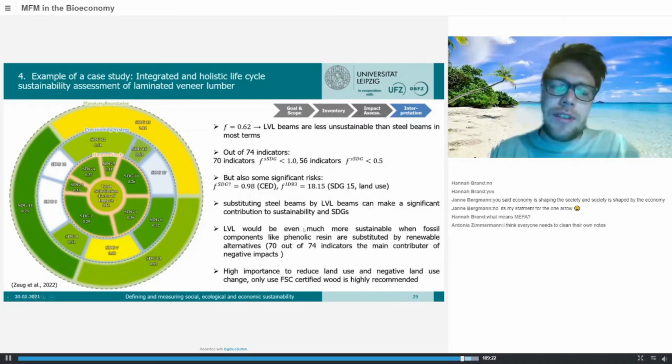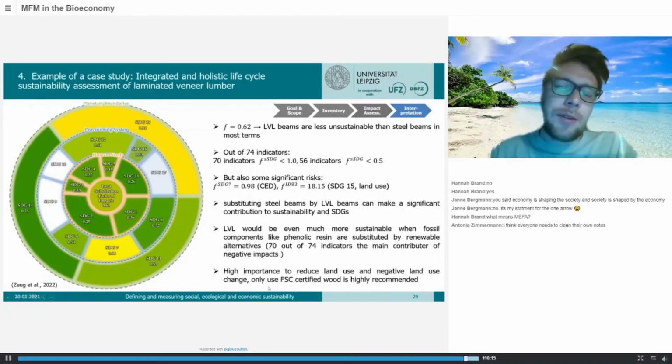So to wrap it up, the substitution of steel beams by LVL beams can make a significant contribution to sustainability and the SDGs, but it would be even more sustainable when fossil components like the phenolic resin are also substituted by renewable alternatives. And this is very striking: for 70 out of 74 indicators, phenolic resin is the main contributor of negative impacts. So if you would avoid phenolic resin in our LVL, this would already increase the overall sustainability of our product by far.